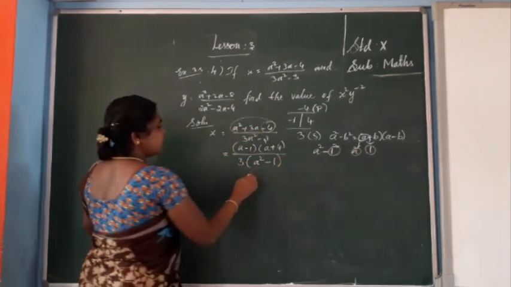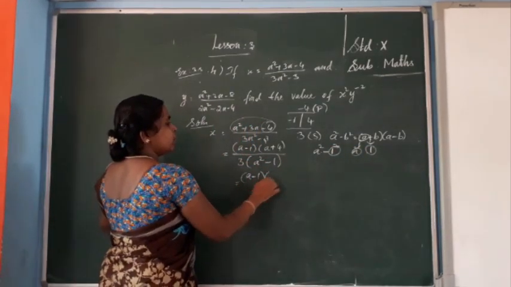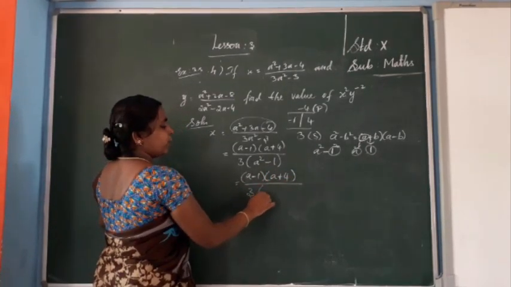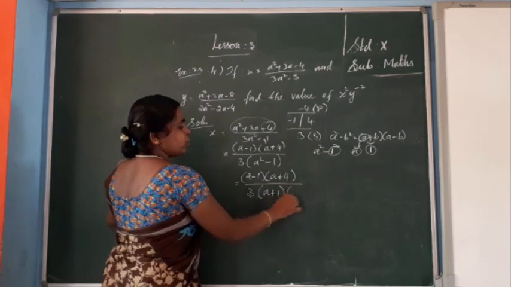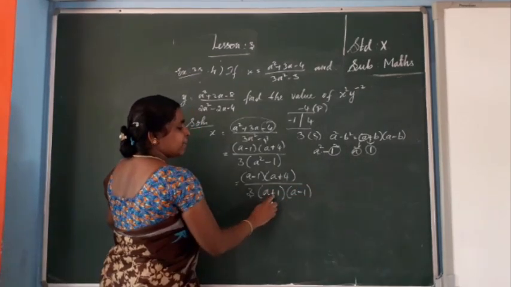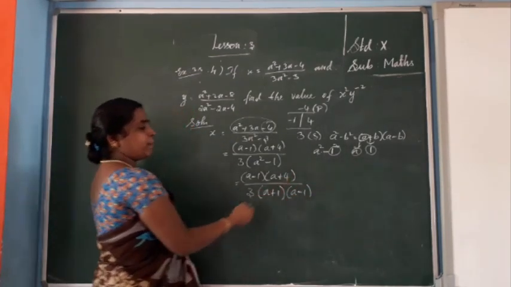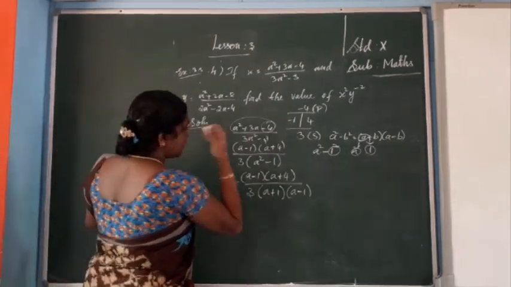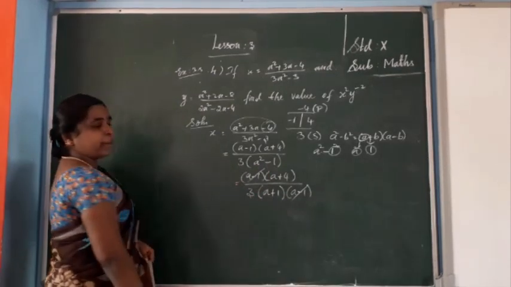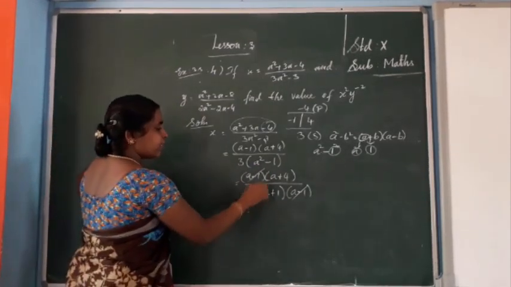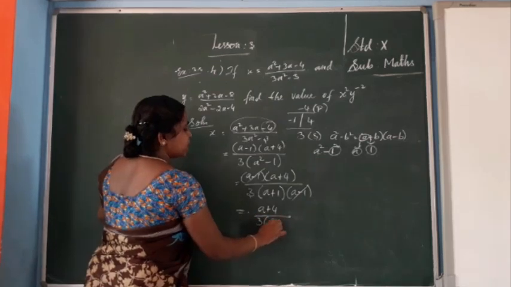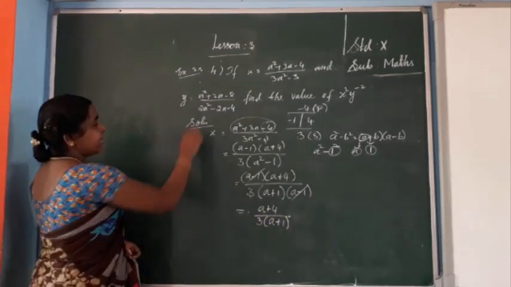So a minus 1 into a plus 4 divided by 3 into a plus 1 into a minus 1. If we can simplify, we simplify. a minus 1 cancels. So what is remaining? a plus 4 divided by 3 into a plus 1. Then the next one, y.